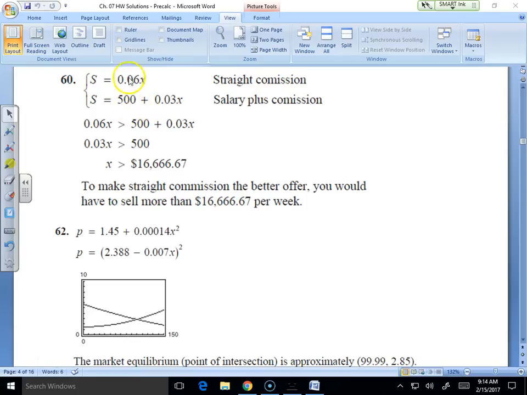Long story short, this question is all about which one's a better deal, which one should you actually choose to have. It depends on how confident you are, and this problem lets you know, well, it's going to be a better deal to get the salary plus the little commission if you sell less than $16,666.67 each week. Which, if you sell a car a week, I mean, you'll make that, right?